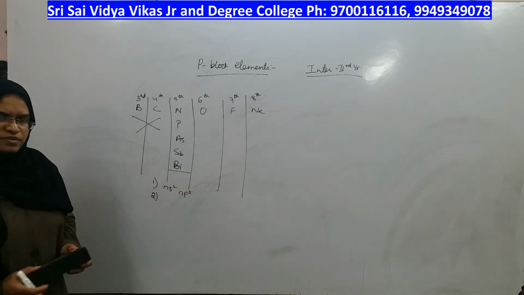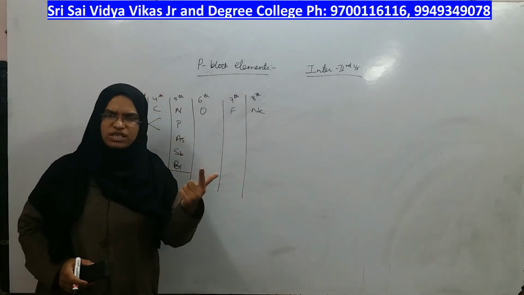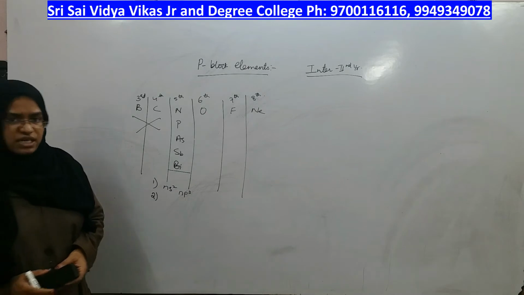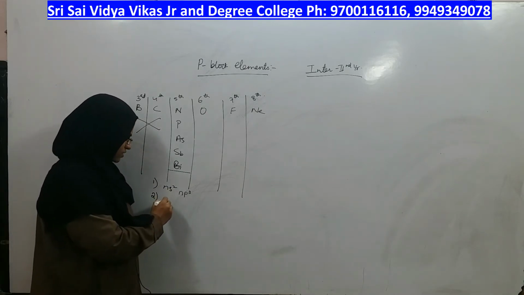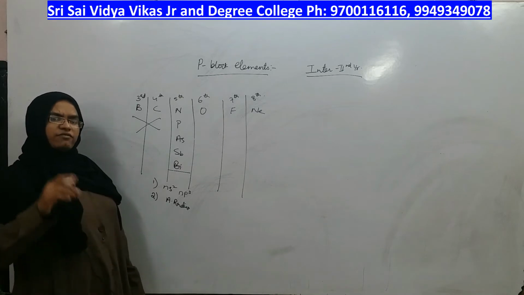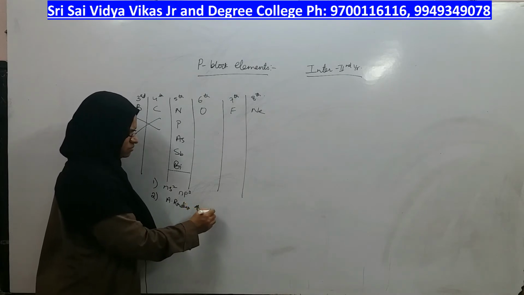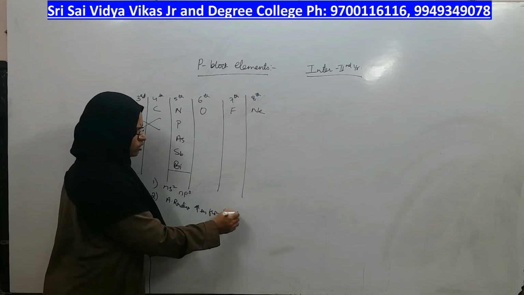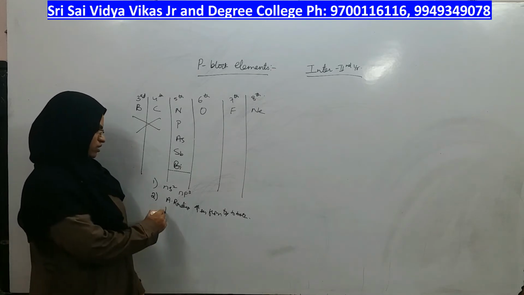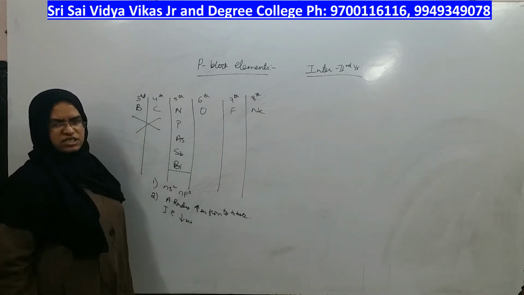The next general property is, in this group from top to bottom, what happens to atomic radius, what happens to ionization energy and what happens to electronegativity. If you know about atomic radius, the other two you can very easily write, right. Therefore let us write about atomic radius first, or atomic size, whatever can be written, right. From top to bottom, atomic radius increases. If atomic radius increases from top to bottom, that means what happens to ionization energy? Ionization energy decreases from top to bottom.